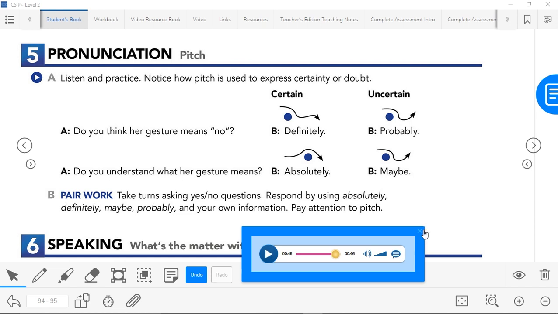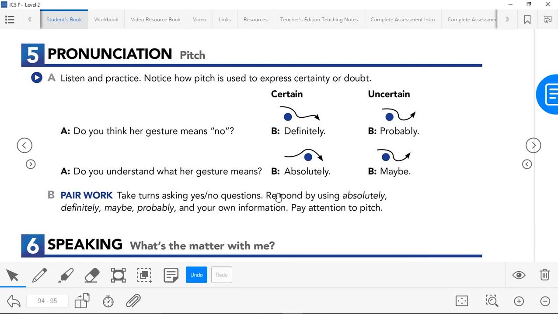Okay, did you notice? It's really easy. It's just the way in which you say the things. When you're certain about something, you have the confidence to say it. Do you think her gesture means no? It's like, oh yes, definitely. If you're not certain, it's like, well, probably. The way in which you pronounce the thing, the pitch, makes you feel if you're certain or uncertain about something.